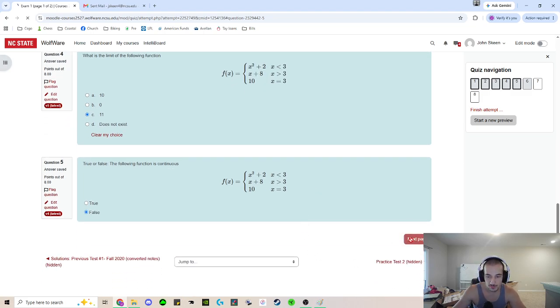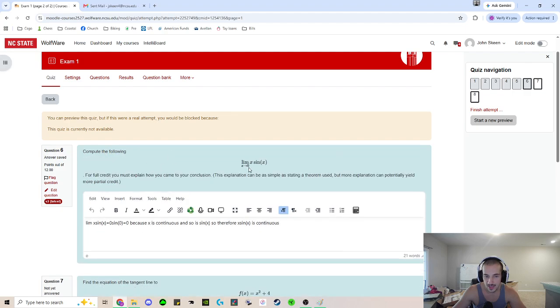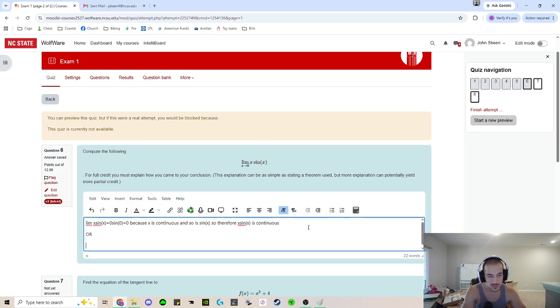So we can't just plug in 0 into x sine x here, because we don't know. Maybe x sine x is like that last function where the limit is 11, but the actual value is 10. Of course it's not. We know it's not because it's a composition of continuous functions, but we have to state that. Or we could also use squeeze theorem.